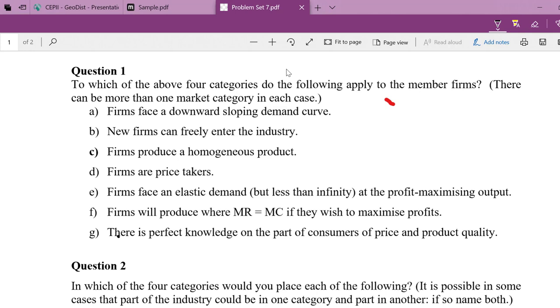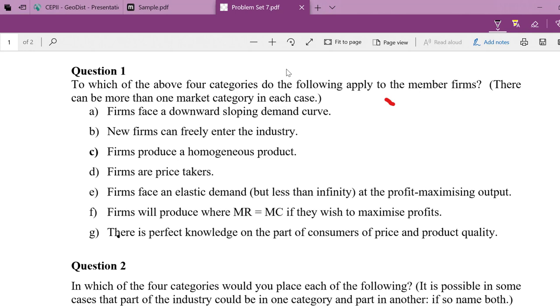So, firms face, to which of the four categories? Now, the part above is missing, yeah? Above is basically the four categories of market structures. For some reason I failed to include that. It applies to the member firms, yeah? So the categories include, which ones? First one? First category for market structure?